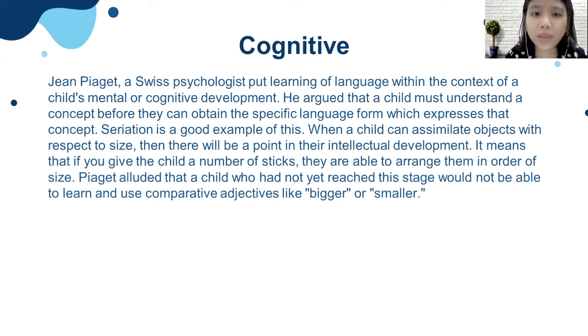Seriation is a good example of this. When a child can assimilate objects with respect to size, there will be a point in their intellectual development. It means that if you give the child a number of sticks, they are able to arrange them in order of size. Piaget alluded that a child who had not yet reached this stage would not be able to learn and use comparative adjectives like bigger or smaller.